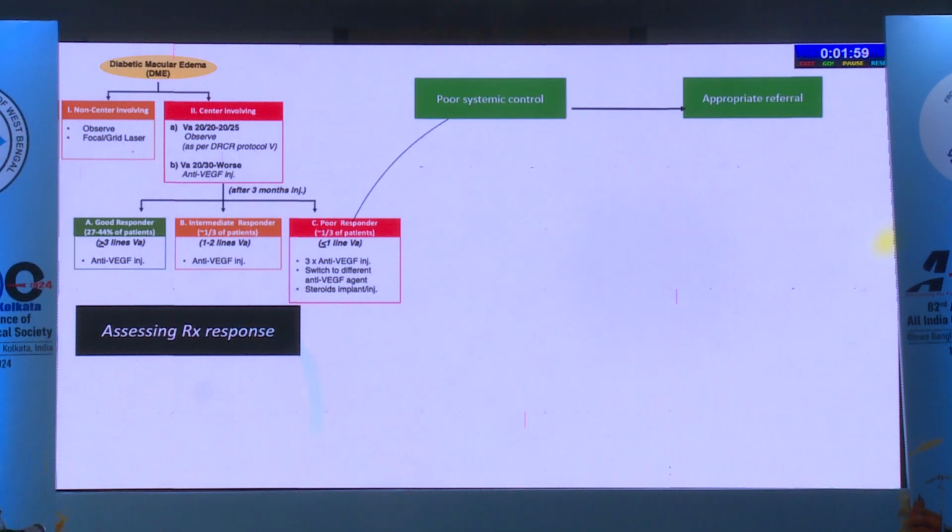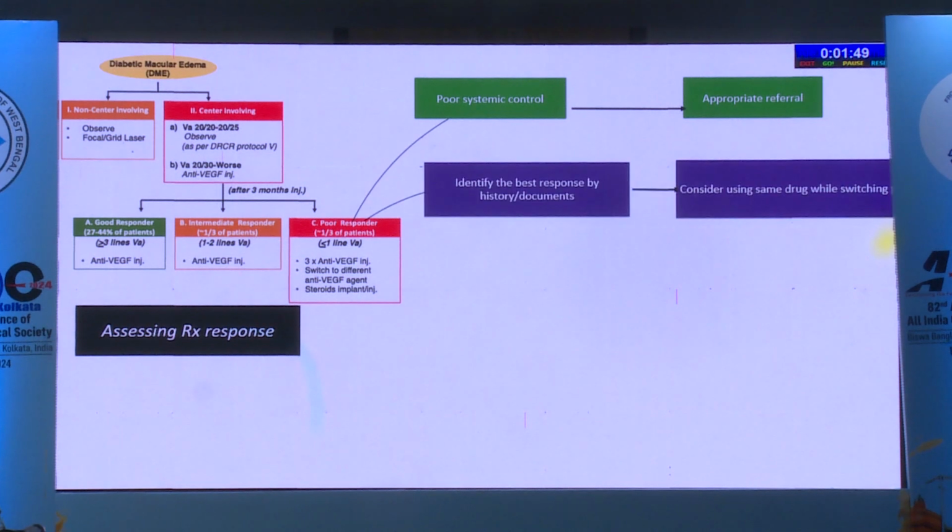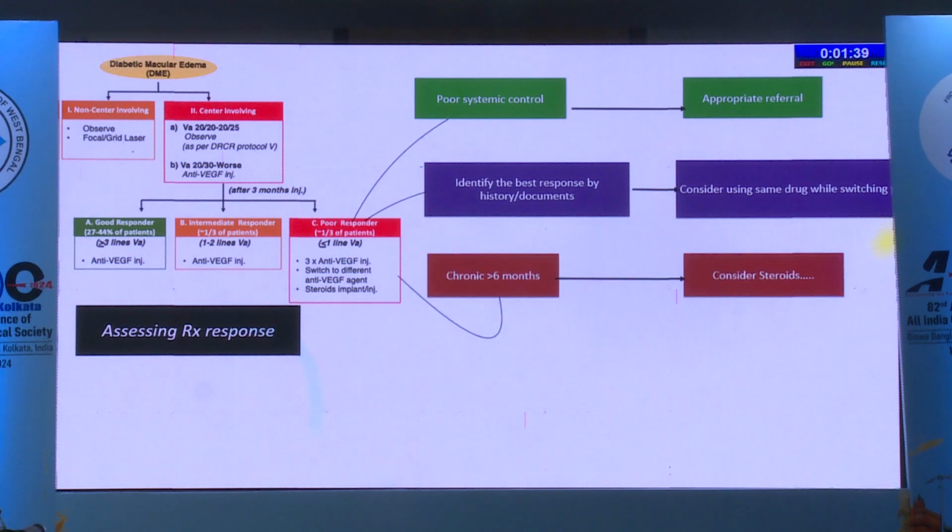And then you start assessing the response, and if it's a poor responder, definitely look for poor systemic control and do appropriate referral. It's good to identify the best response from the history because many times they say initial injections worked well. Try to consider the same drug when you're switching. And if it's a chronic edema more than 6 months, again, not responding, steroids can be considered.